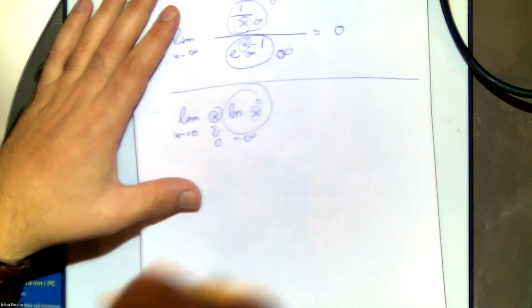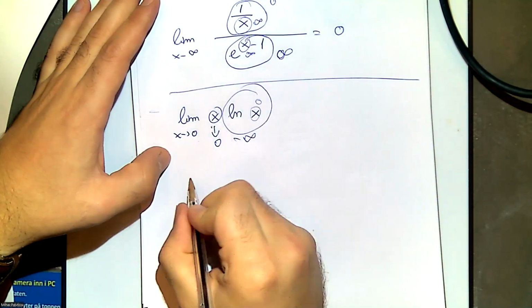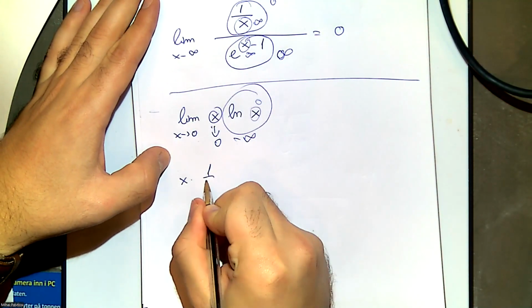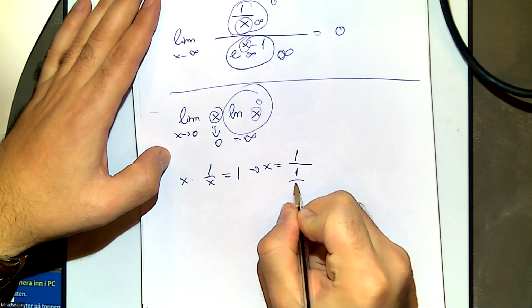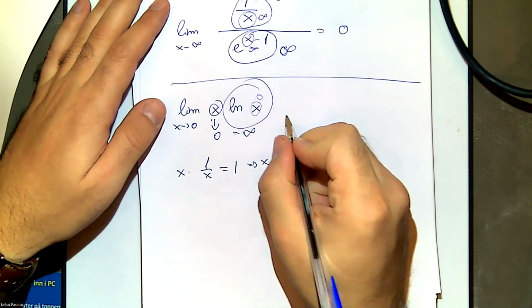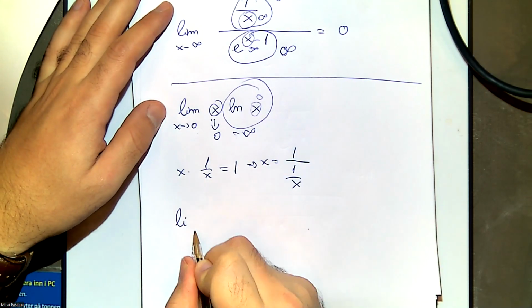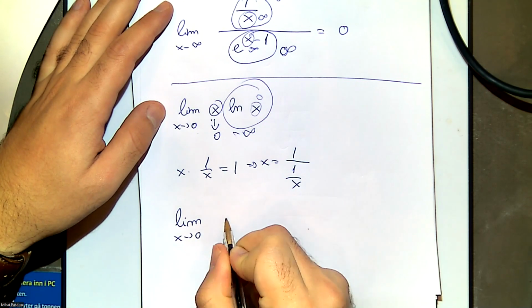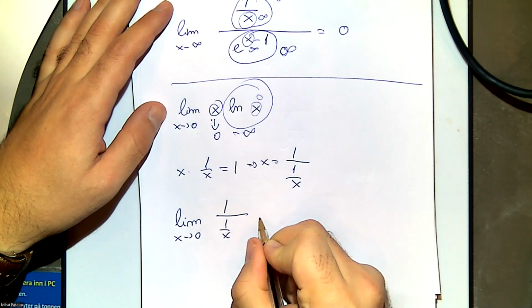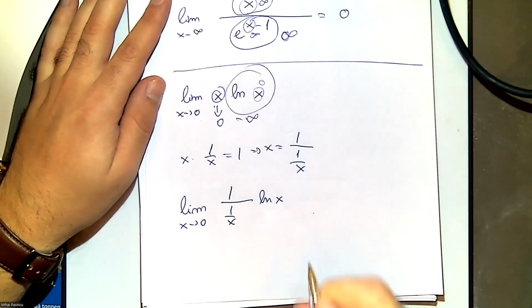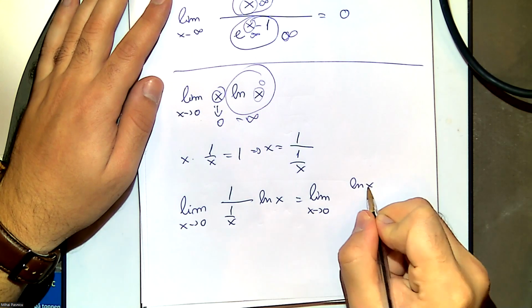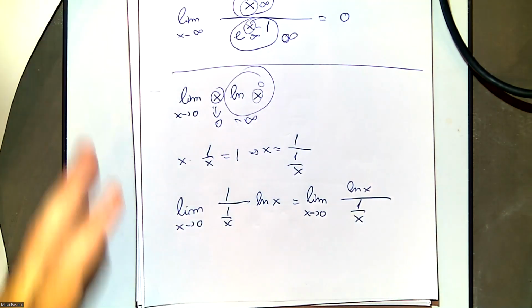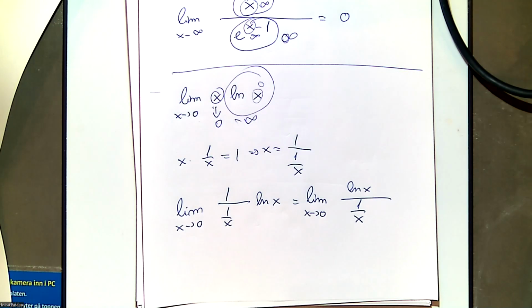And what I'm going to use is exactly the same trick I used above. I'm just going to say x times 1 over x is equal to 1. So x is just equal to 1 over 1 over x. So I can just write the limit as x goes to 0 of 1 over 1 over x times ln of x. So this is just the limit when x goes to 0 of ln of x over 1 over x. Okay, cool.